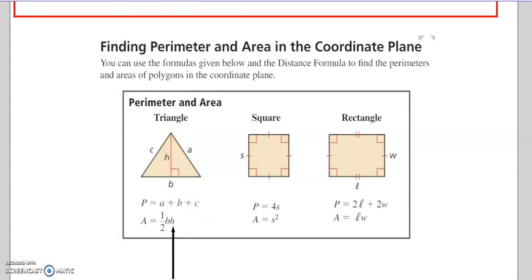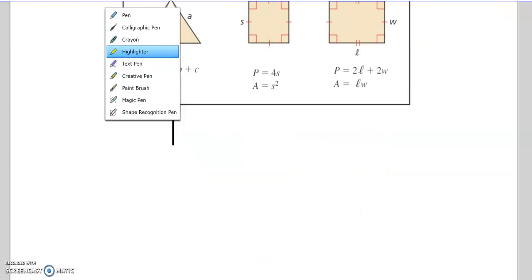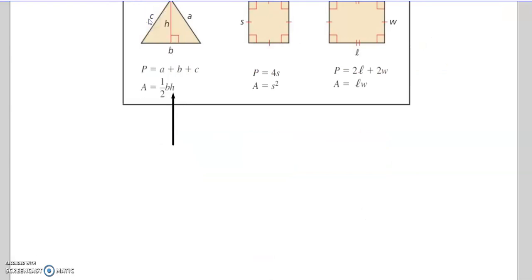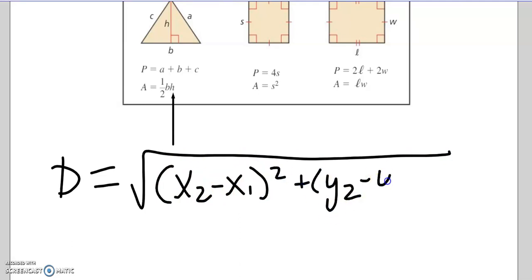Something that we need to notice here is we are going to use these formulas to find perimeter and area, but we are also going to use the distance formula to find perimeters and areas. So let's take a second here and remind ourselves of the distance formulas, right? We did those in 1.3. So we have the distance formula for points on the coordinate plane. The distance equals the square root of (x2 minus x1) squared plus (y2 minus y1) squared. That's for points on a coordinate plane.